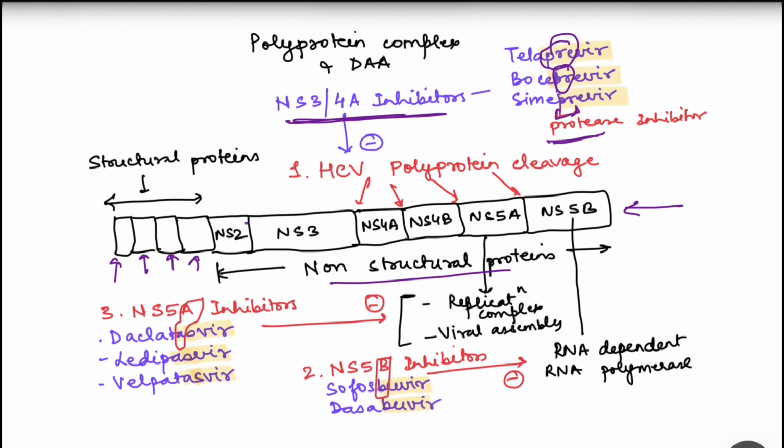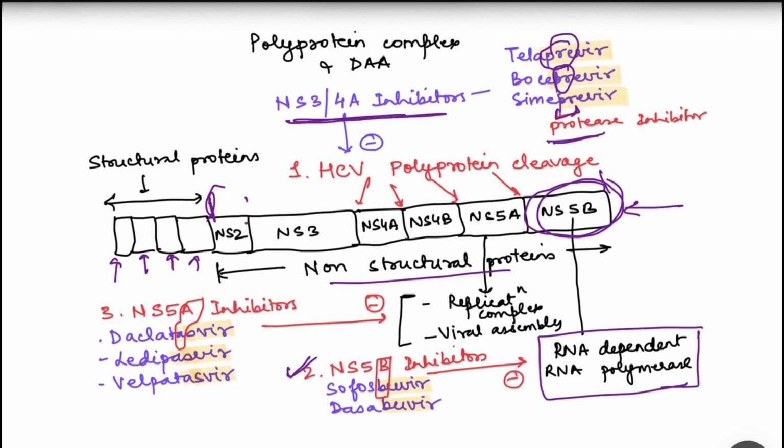Then we have the second class, that is NS5B inhibitors. They inhibit this particular non-structural protein, and this protein basically is RNA dependent RNA polymerase. I told you that wherever NS is written, these are non-structural proteins. So it has some functional component, that is the enzyme RNA dependent RNA polymerase. This enzyme is inhibited. So this is the NS5B inhibitor.